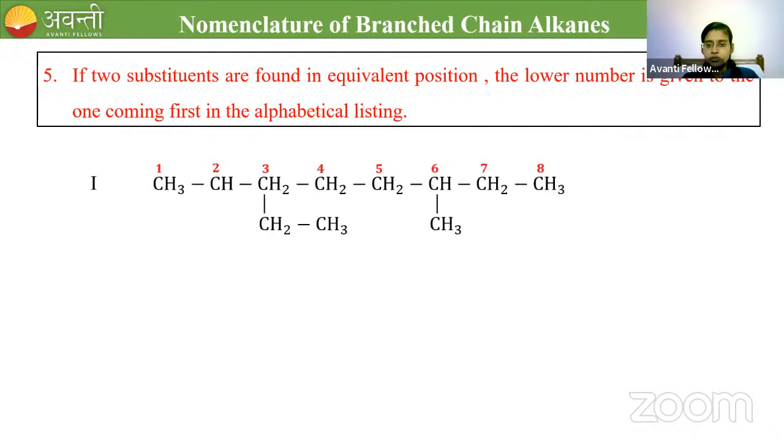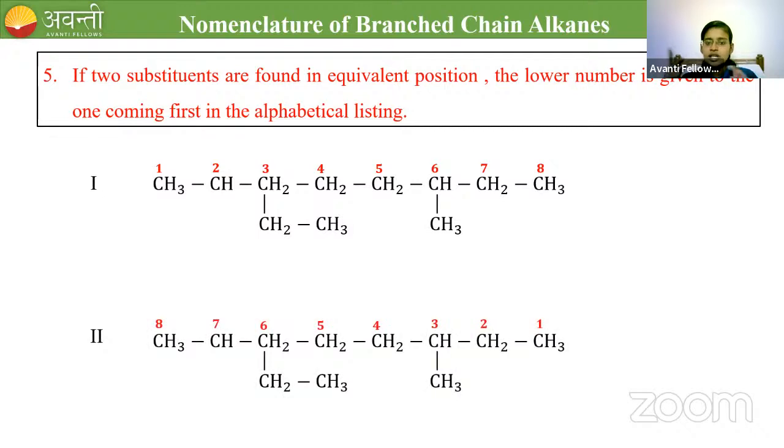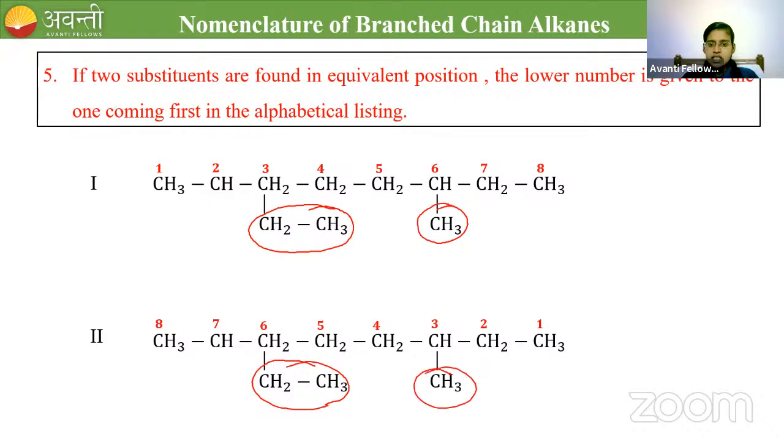I have a compound. These are the two different ways of numbering. In the first case, I have numbered left to right. In the second case, I have numbered right to left. For both ways of numbering, the substituents attached to carbon bear the same numbers, right? In the first case, we have 6 and 3. In the second case also 6 and 3. If you add 6 plus 3, you get 9. Here also, 3 plus 6 gives 9.